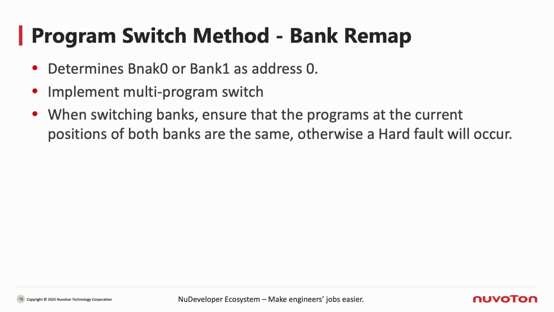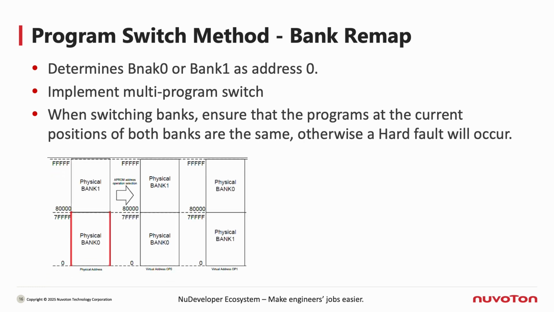Next, let's look at the third method, bank remap, which is used to determine whether the starting address of bank 0 or bank 1 of the AP-ROM is used as address 0. For example, in the picture, you can see that the physical address of bank 0 is 0, and the physical address of bank 1 is 0x80000. When bank remapping is set to bank 0, the virtual address and physical address coincide. That is, the virtual address of bank 0 is address 0.